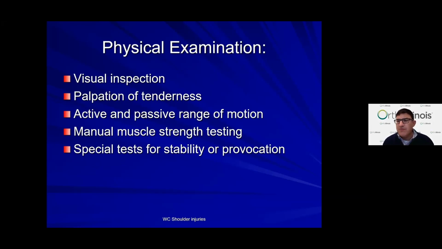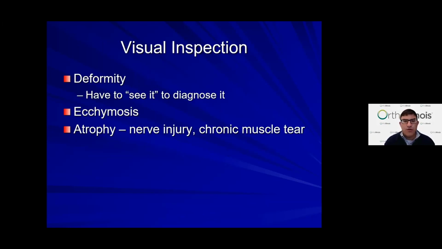So we're going to jump ahead to physical examination. Physical examination encompasses a few things. One thing is visual inspection, where we actually look at the shoulder, and palpation of tenderness, where we're feeling around the shoulder for the areas that hurt. Active motion is where the patient moves their arm. Passive is where the provider actually provides the fulcrum or the motion to move the arm. Manual muscle testing is assessing the strength of the areas. And then I have some special tests that I'll go over.